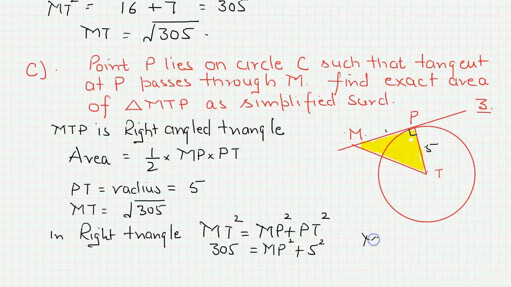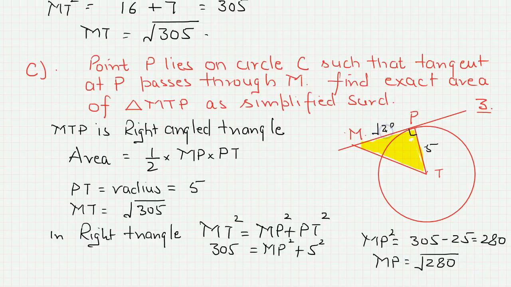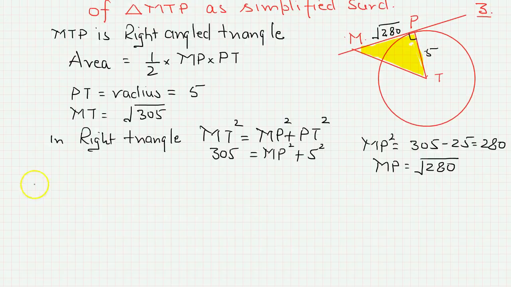So we can say that MP square is equal to 305 minus 25. So that is 280. So MP is equal to root 280. In this right angle triangle, this is root 280 and this is 5.